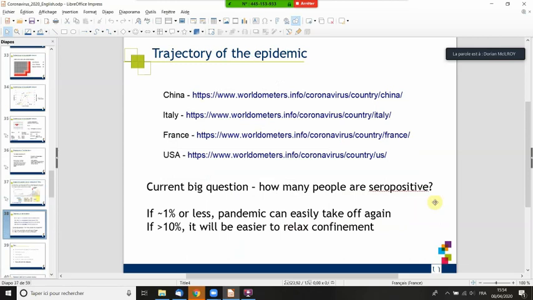Okay, so China, it worked really well, and other countries not so well. So yeah, let's just take a look at these, because I've put these. So let's have a look, see how we are in France right now.